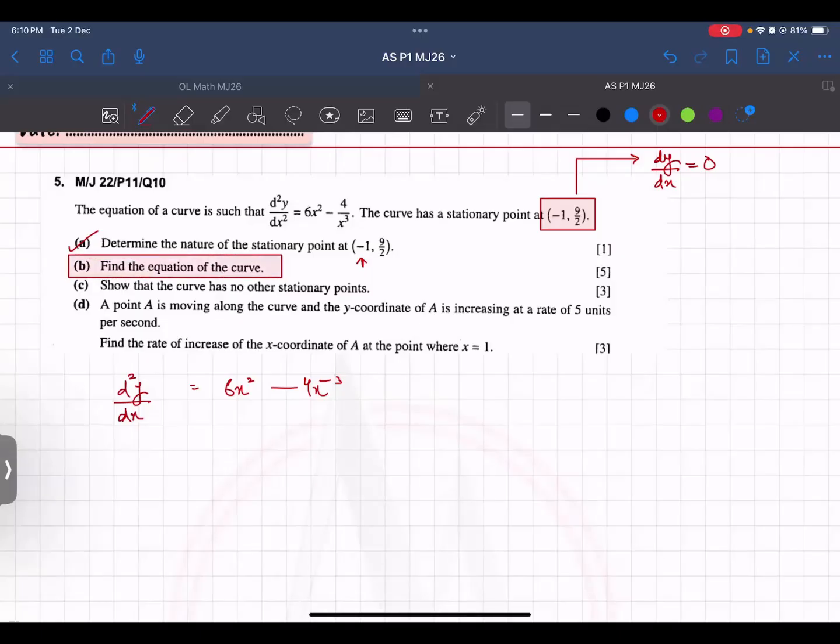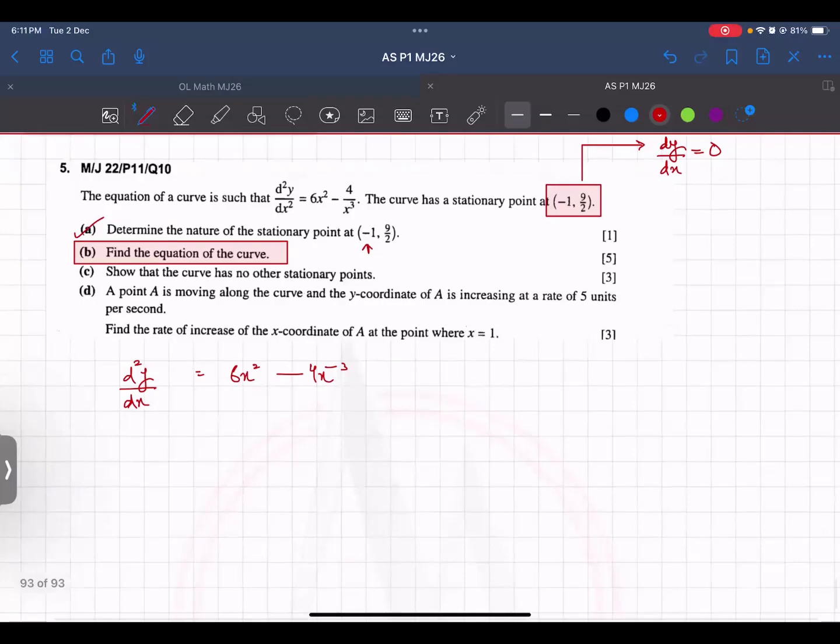Find the equation of the curve. So we have the double derivative, so this means we will have to integrate it twice. If I integrate it once, I will get the single derivative. I am integrating it once: the integral of 6x squared minus 4x minus 3 dx.